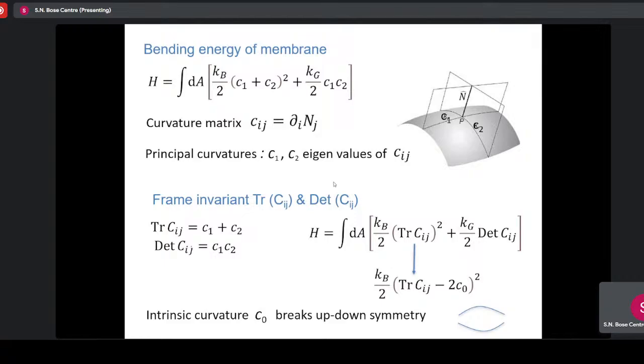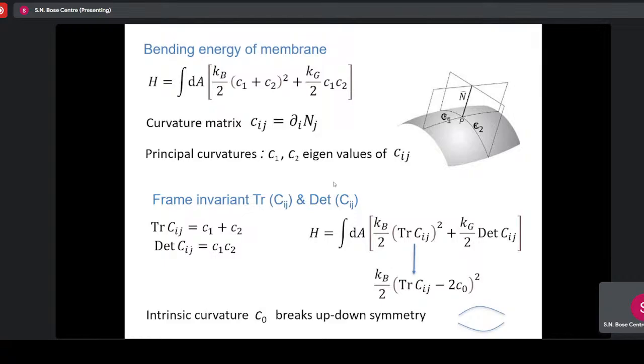But it turns out that if you take a closed membrane, then this term completely gives you 0. If you integrate this over the area of a closed membrane, it's called the Gauss-Bonnet theorem. And we will be actually mostly concerned with closed membranes.